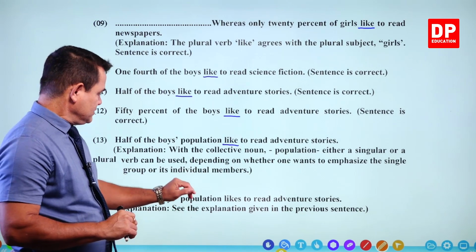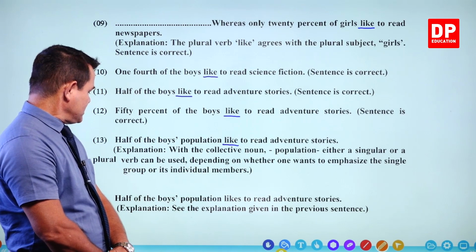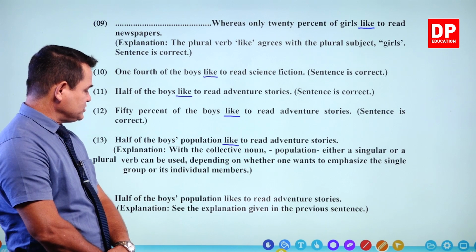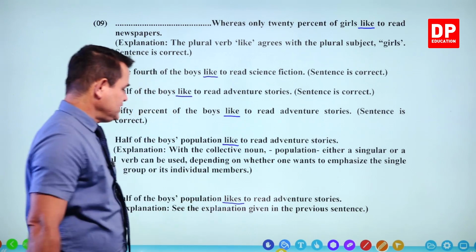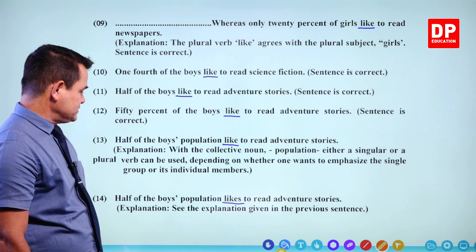Right? And look at the next one. Half of the boys population, මෙතන බලන්න likes, singular, to read adventure stories.